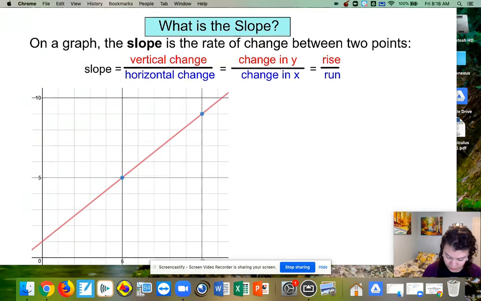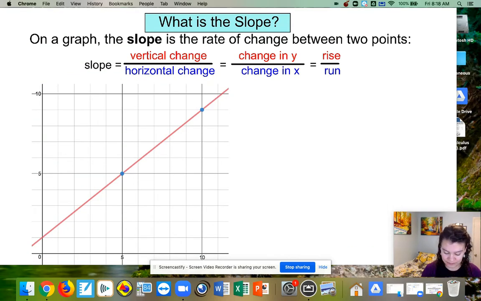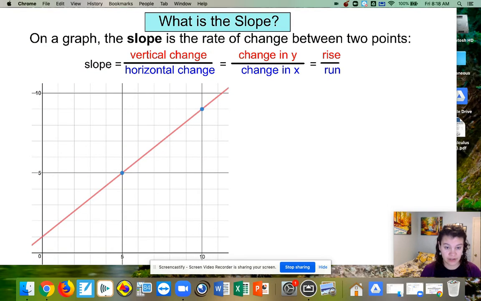Okay, so slope. You've probably seen this before, but we'll do a review. So on a graph, the slope is the rate of change between 2 points. What that means is like how steep is your graph, how flat, is it going up or is it going down, all that kind of stuff. So here's your definition. It's the vertical change divided by the horizontal change. So your change going up and down divided by your change going right and left. Another way to say that would be your change in y over your change in x, or the rise over the run. So rise is up and down, and run is left to right.